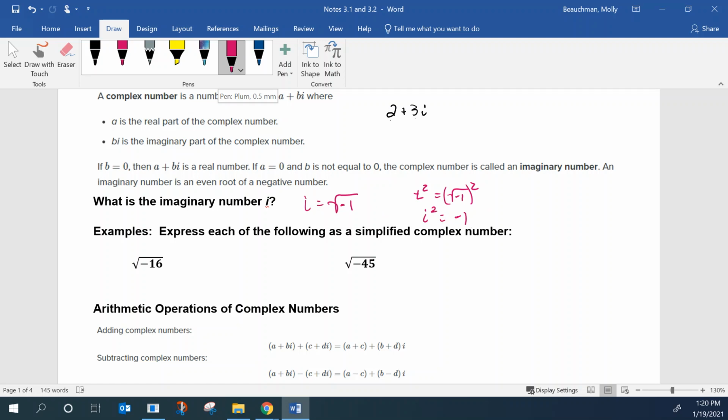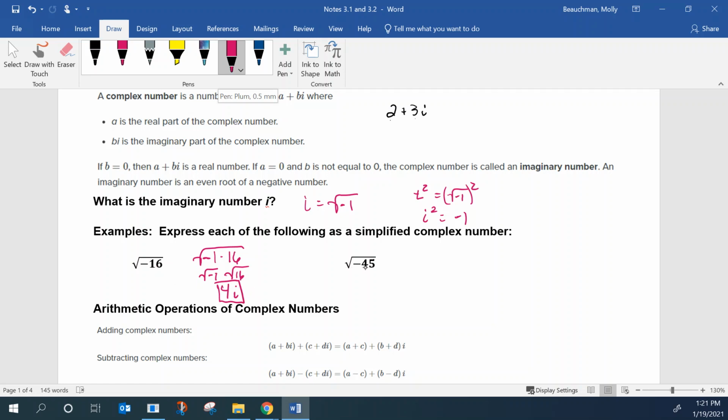So some examples. Now we can take the square root of negative numbers. If we take the square root of -16, remember to simplify. We rewrite that as -1 times 16. That means the square root of -1 times the square root of 16. The square root of 16 is 4, and we just learned that i is equal to the square root of -1. So the square root of -16 now has an answer. It's 4i. It's a complex number.